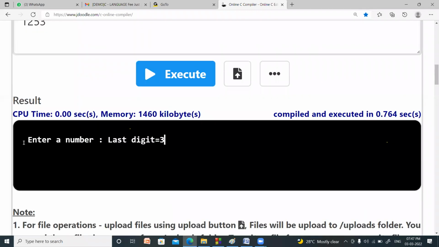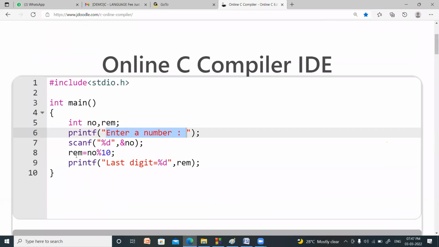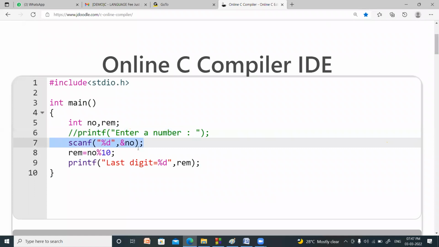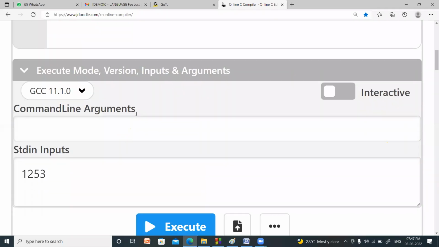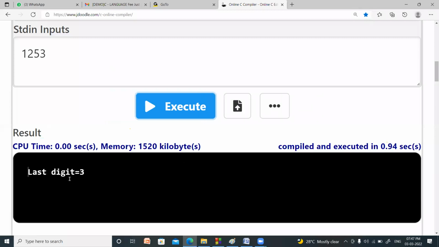Now you are not entering the number, no. So it is better to remove this line online. Online, don't use the lines like "Enter a number" or "Enter a character". Without this line, we have to read the data directly, because it is online. Now execute this program. Now the last digit equal to 3.